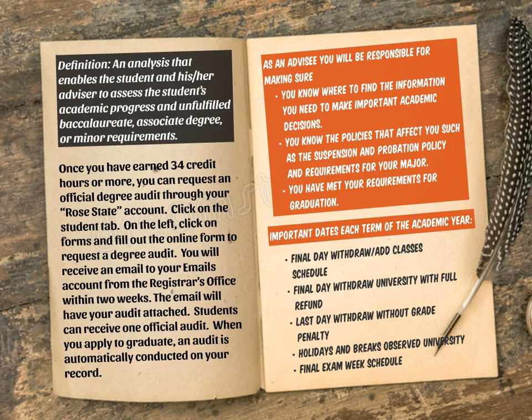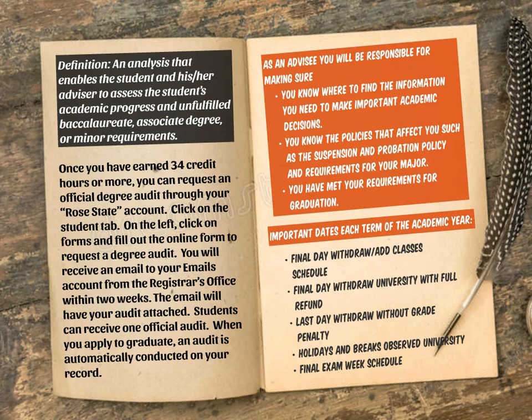Now, once you've earned 34 credit hours or more generally, you can request an official degree audit through your Rose State account. In order to do that, you'll just click on the Student tab, and on the left, there'll be forms to fill out online that will allow you to obtain a degree audit typically within a few weeks. When you apply to graduate, an audit is automatically conducted on your record. That doesn't mean you can't create informal degree audits with your advisor.